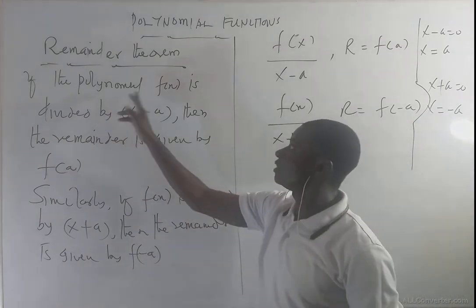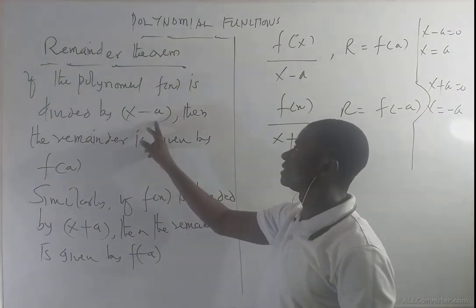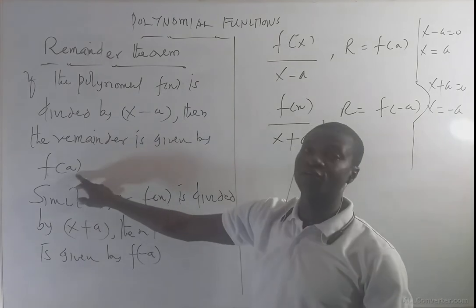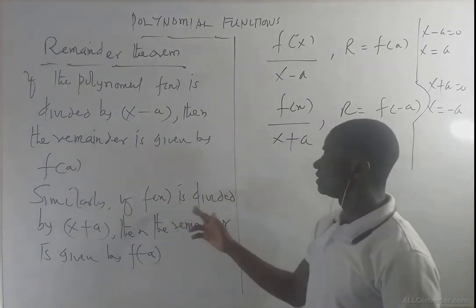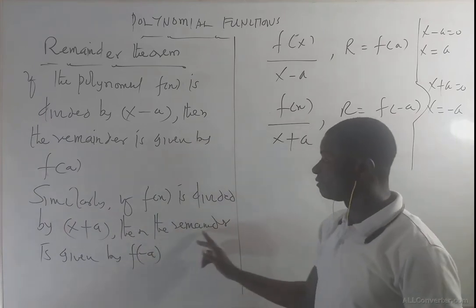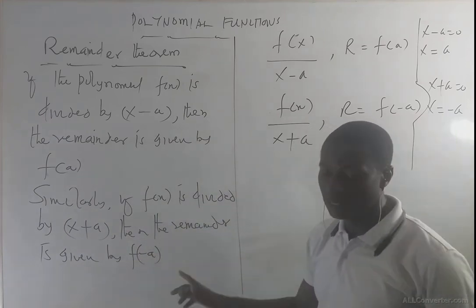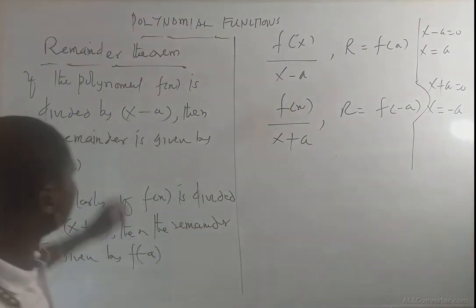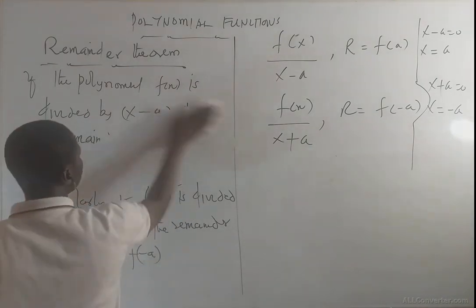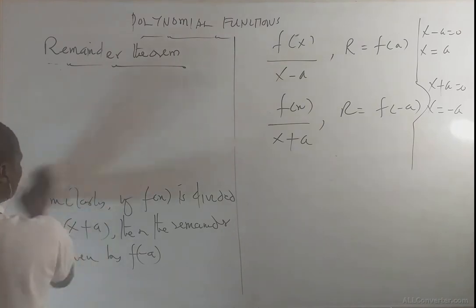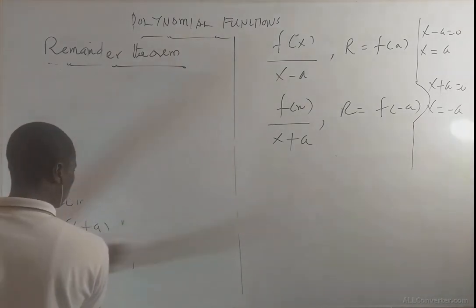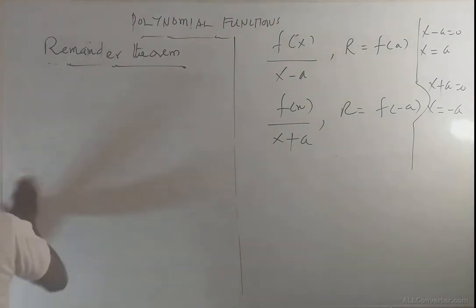So if the polynomial function is divided by x minus a, then the remainder is given by f of a. And similarly, if f of x, the polynomial function, is divided by x plus a, then the remainder is given by f of minus a. Now, I'm going to give you a question based on this so that we will see what we are talking about here. I'm going to make it very simple for you to understand what we mean by the remainder theorem.